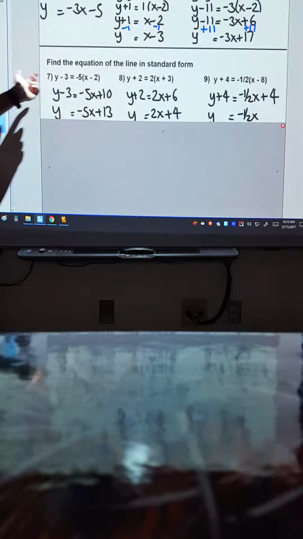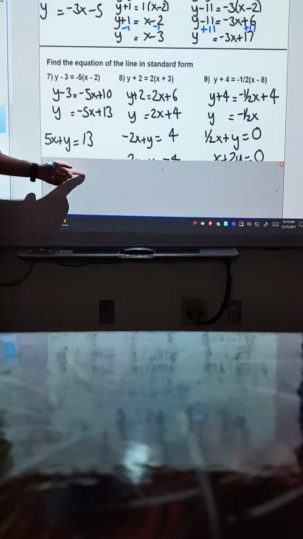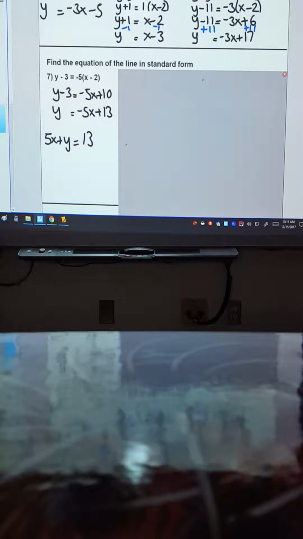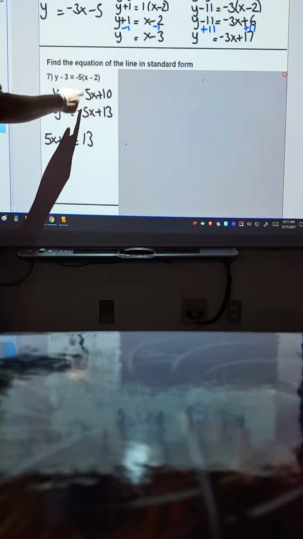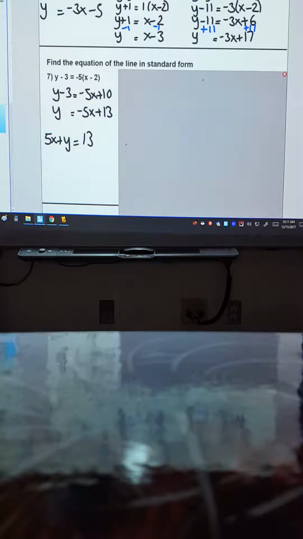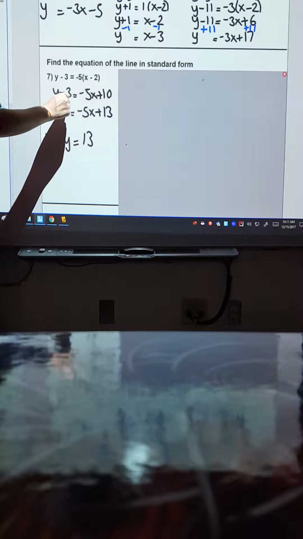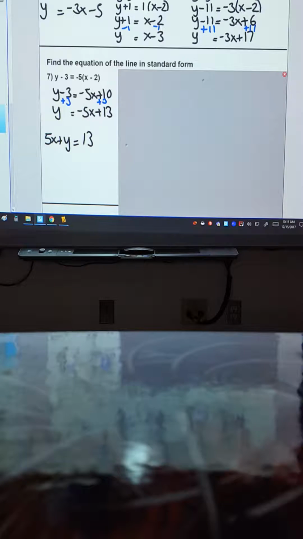Now, on the last section, we're just taking equations that are already in point slope form, and we're going to change them into standard form. So first of all, we're going to do that same sort of step that we did. We're going to distribute this. We're going to move our -3 to the other side by adding 3. And remember when it says y equals, that means that it's in slope-intercept form.